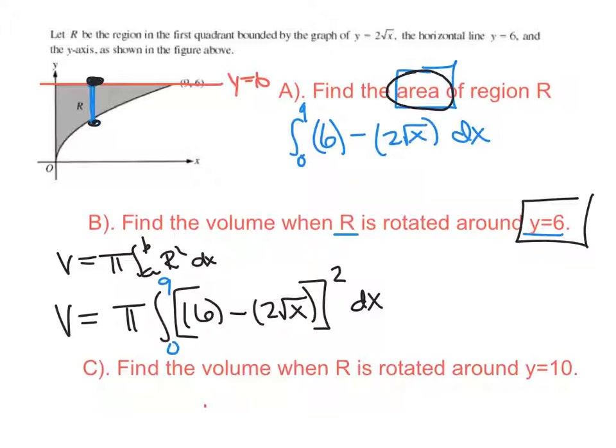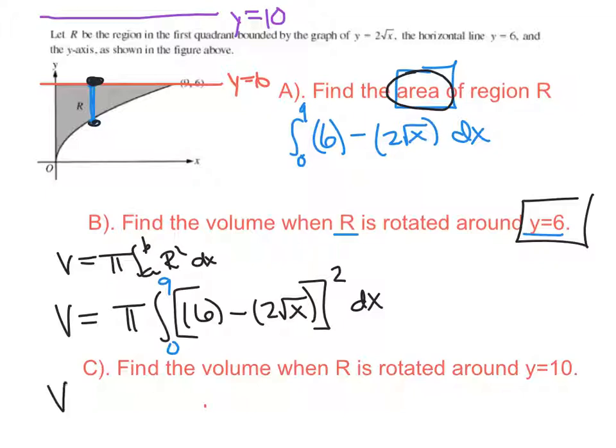Part C. Find the volume when R is rotated around the line y equals 10. So I'm going to slow down and I'm going to draw in that line y equals 10. Let me get my purple pen here. I'm going to draw it way up here. Y equals 10. Okay, now look at your shaded section. Nothing is changing. Is this shaded section touching the new rotation line? Of course not. That now makes this question a washer.